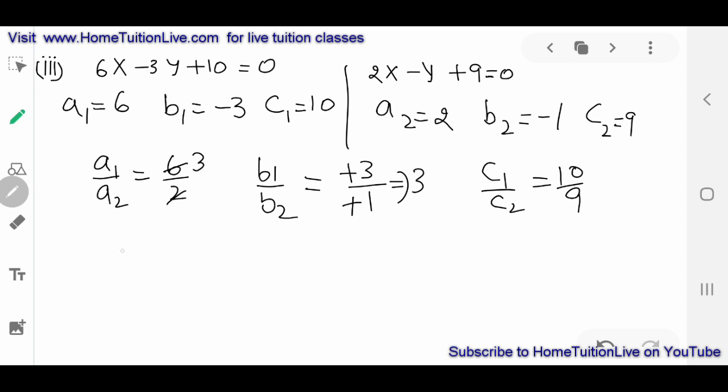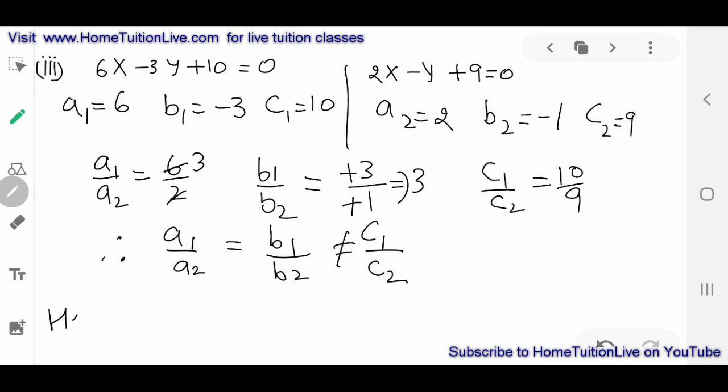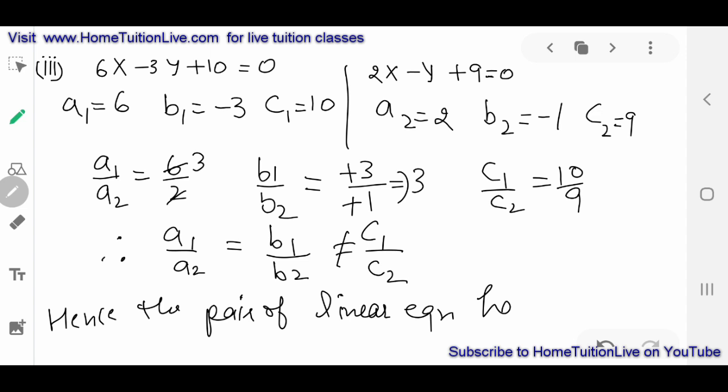From here you can see that a1 by a2 is equal to b1 by b2 and c1 by c2 is not equal to this. So hence the pair of linear equations has no solution. That is, the lines are parallel.